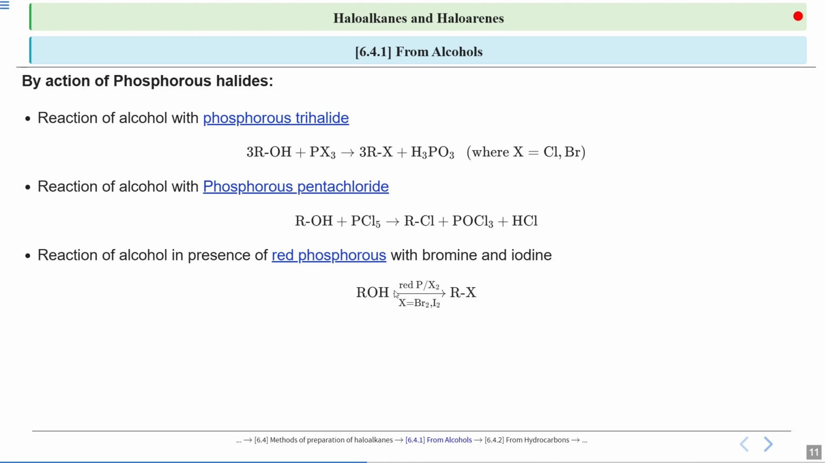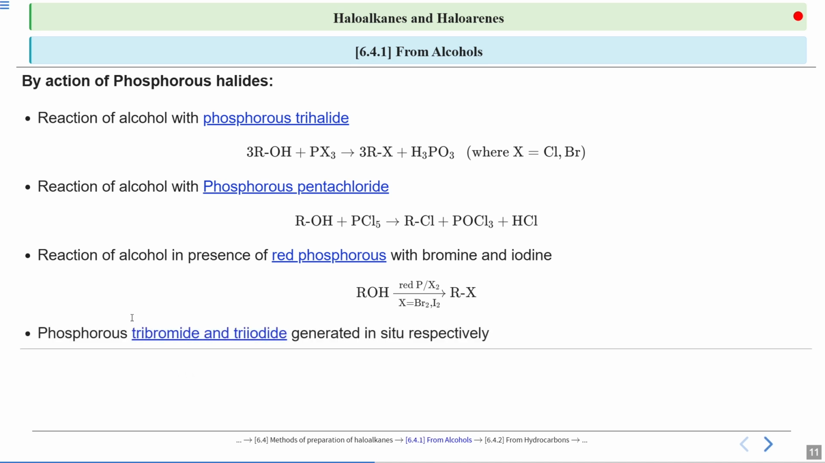this reaction of alcohol, where the alcohol is reacting in the presence of red phosphorus with bromine or iodine, that is the X2 molecule. Okay, and you are going to get your desired alkyl bromide or alkyl iodide. Phosphorus tribromide and triiodide are generated in situ respectively.